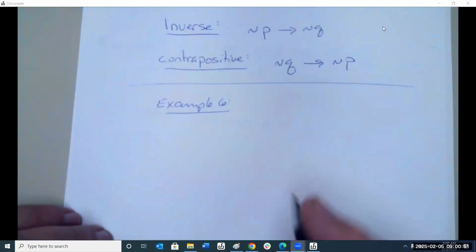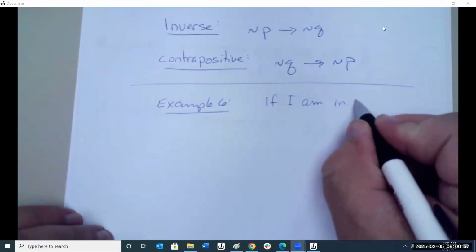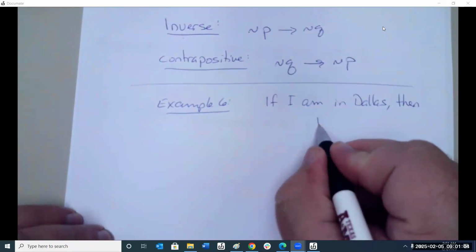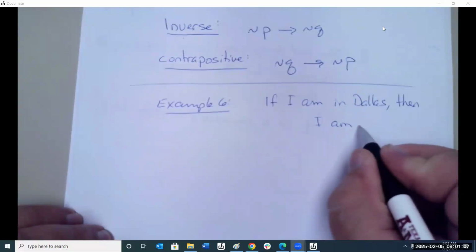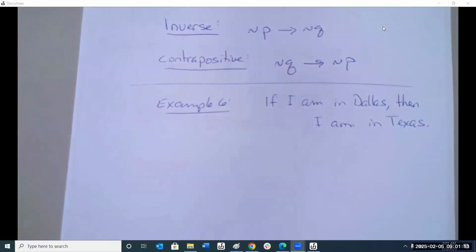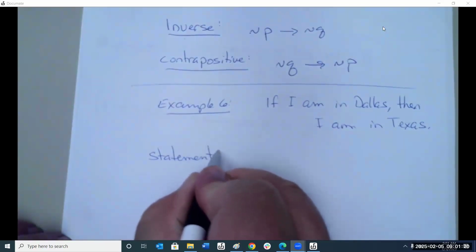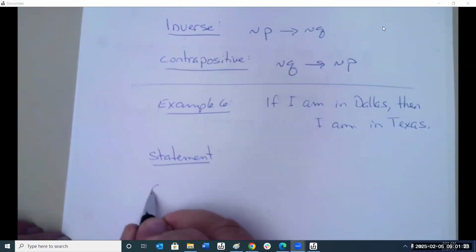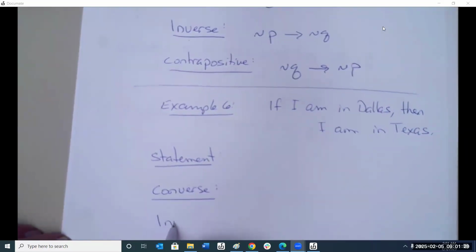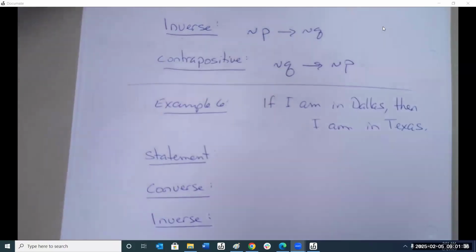Example 6. Here's a statement. If I am in Dallas, then I am in Texas. Find these four statements for me.